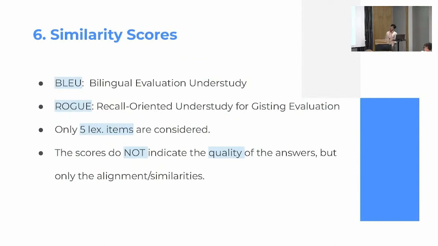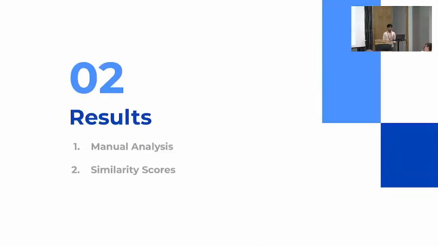For the similarity scores, we use the method of Blur and Rock, and we only see five lexicographical items. The scores do not indicate the quality of the answer, but just show how similar it is between those two sources. And now I'm going to present you the results of our study.